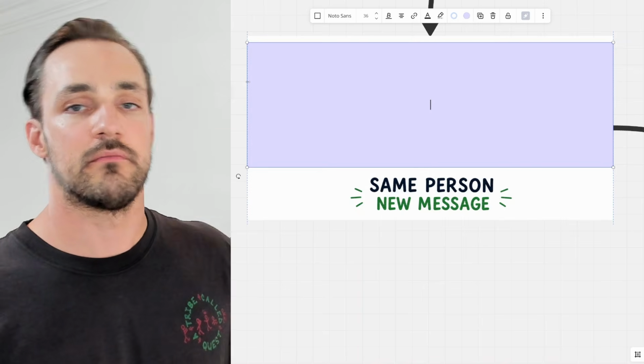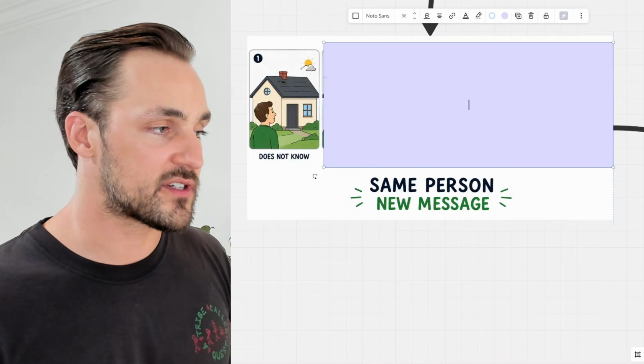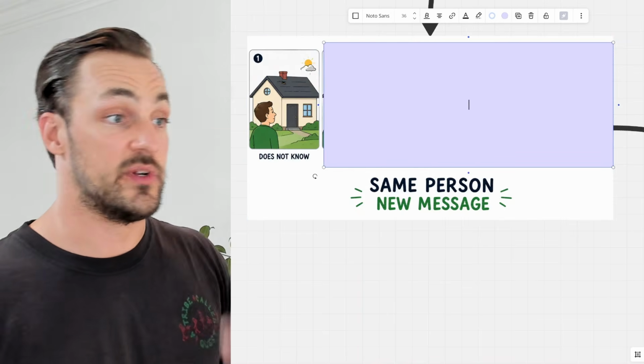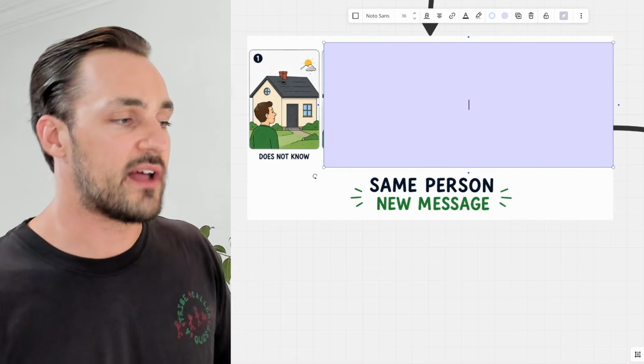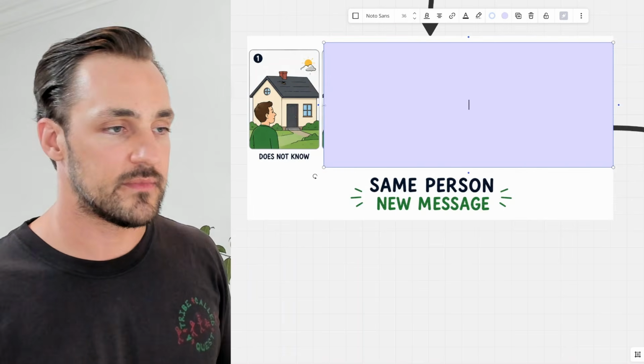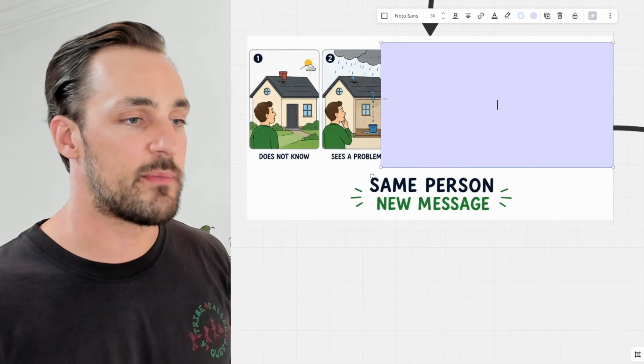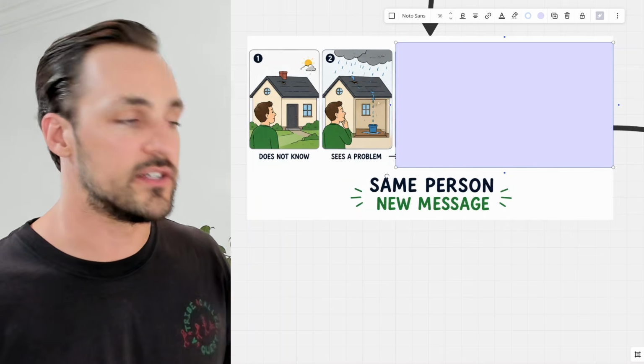So imagine there's a hole in your roof. At first, you have no idea. You didn't even know it existed. You did not even know about it yet. Then it rains. Water starts dripping onto the floor into your home.